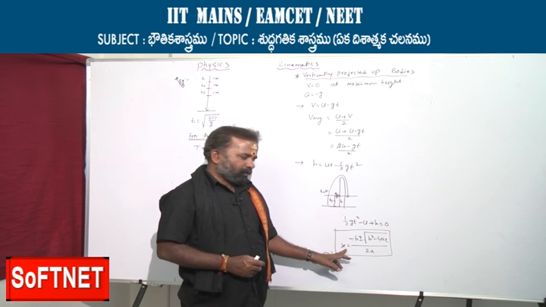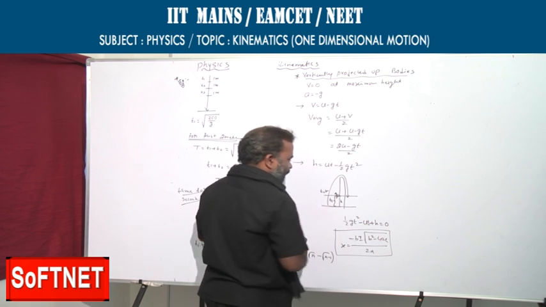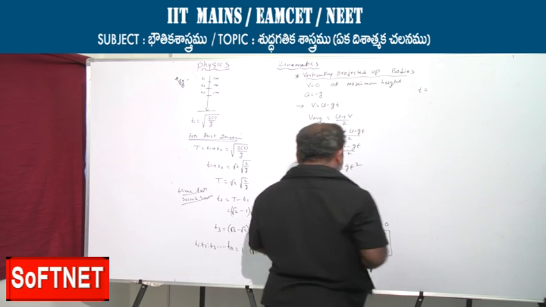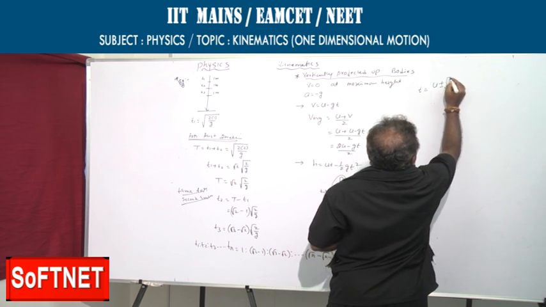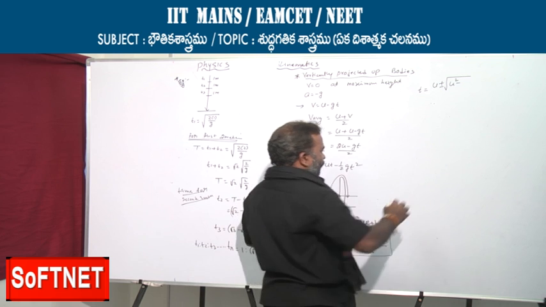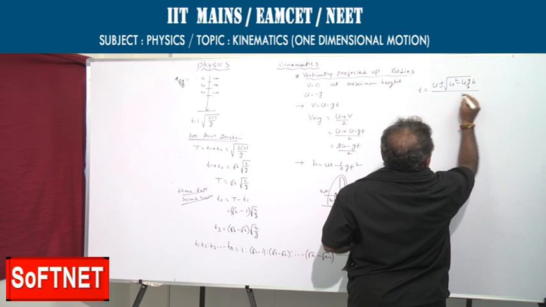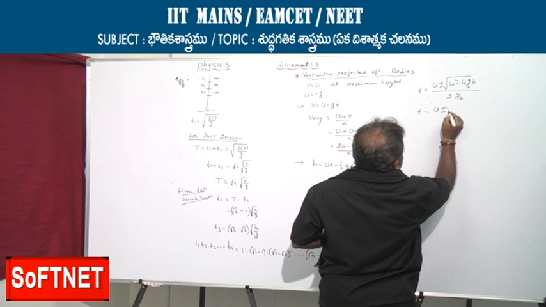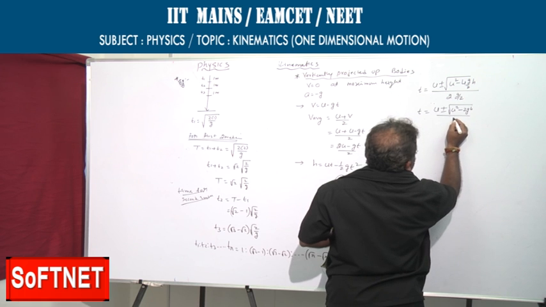x is a variable in our quadratic equation. Now what is the variable here? ut. What is the variable here? t is the variable. So we'll substitute now. So what will be the t value? t is equal to minus b. What is b here? u, plus or minus root of u square minus 4ac. The a value is g by 2, the c value is h. So t is equal to u plus or minus root of u square minus 2gh by g.